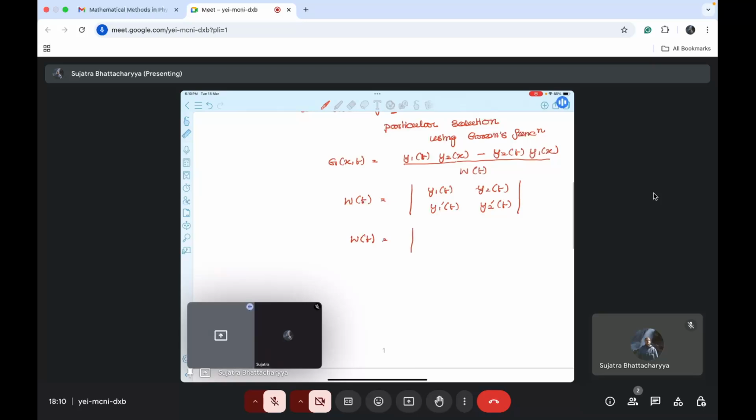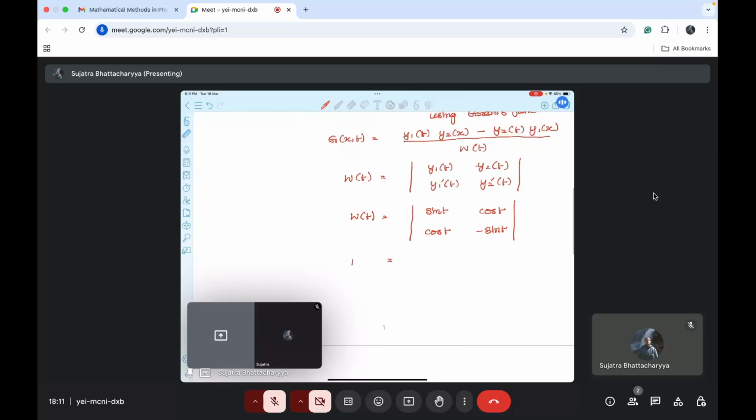So we replace y1(t), since y1 is sin x, as sin t. This becomes cos of t. Differentiation of sin t is cos t. Differentiation of cos t is minus sin t. Right? This is done, and you have to perform the determinant. You have to calculate the determinant.